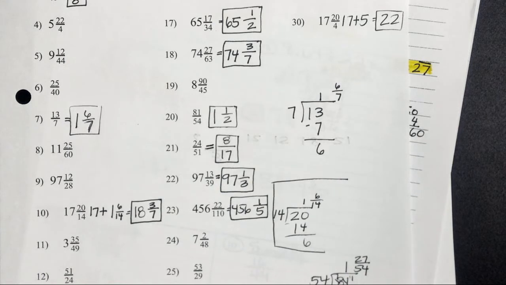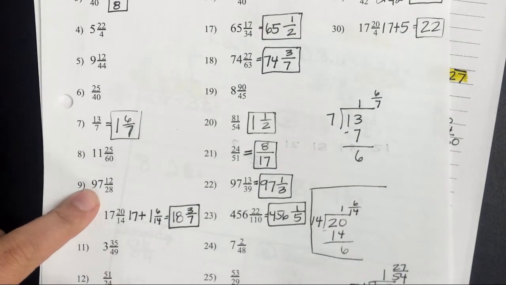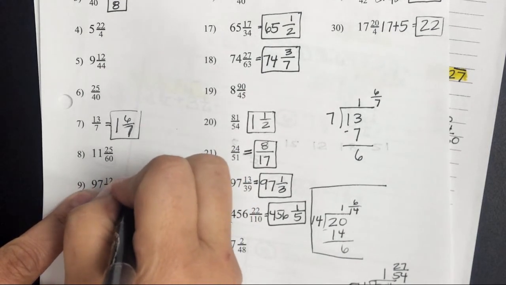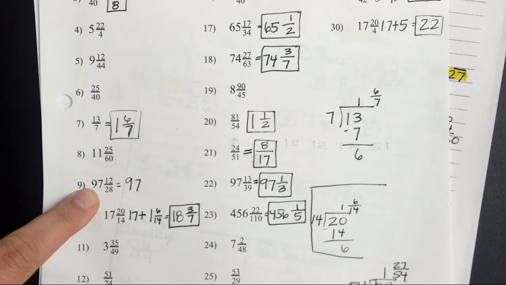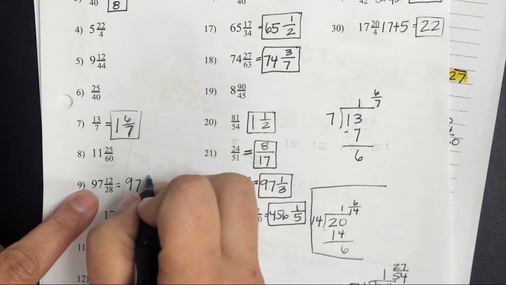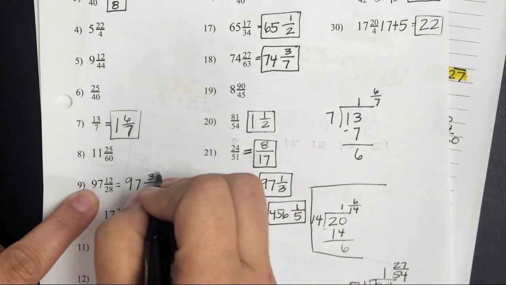All right, we're going to do 2 more. Number 9? Okay, let's do number 9. Here we go. Is it improper? No. It is a mixed number, so I'm going to leave my whole number there. What's my greatest common factor? 4. 4 will go into 12 3 times. 4 goes into 28. Okay.